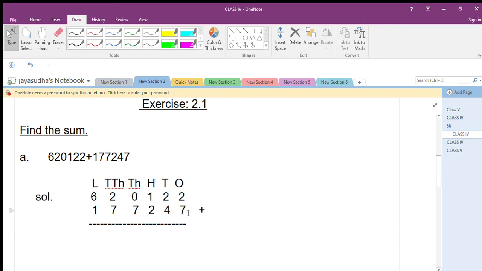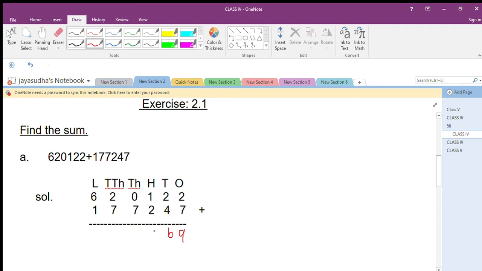First you arrange the numbers in the columns. Then, as usual, how do you add? 7 plus 2, what, children? Tell the answer. Yes, good. 9. 7 plus 2, 9 is your answer. Then 4 plus 2, 6. Then 2 plus 1. Look at this property: any number added with 1, you get the successor of the number. What is the successor of 2? What is the next number? 3. So 2 plus 1 is 3.